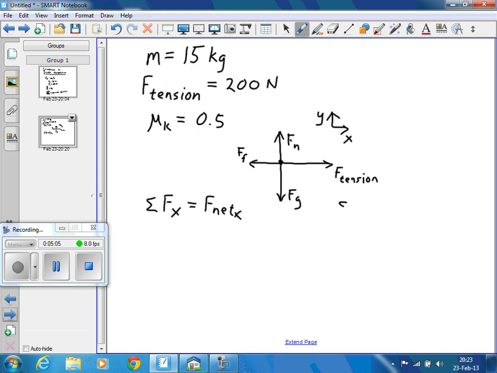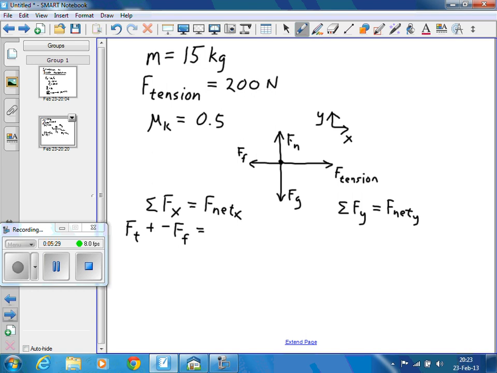Similarly, the sum of the forces in the y direction is equal to the net force in the y direction. Now, I'm going to plug in the forces that are actually acting in the x direction. Those are the tension force, which I'll abbreviate with a T from now on, and the friction force, which is acting in the negative x direction.